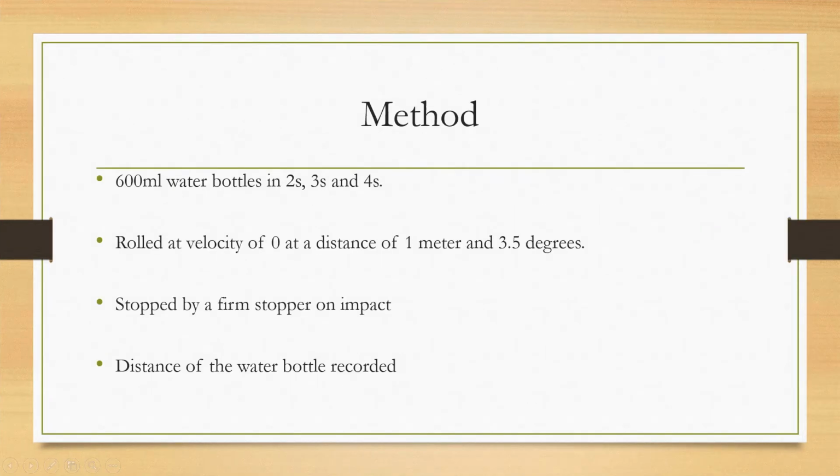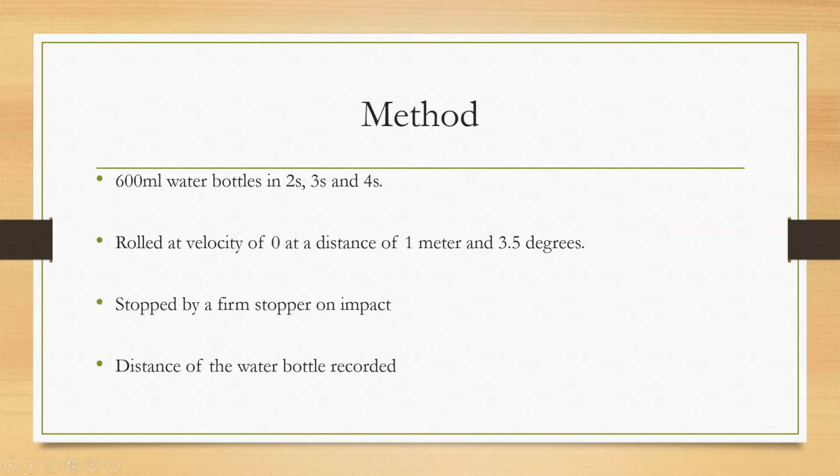Our method was we used 600ml plastic water bottles, duct taped into pairs, triplets, and quadruplets. We put the bottles on the skateboard at a line marked out by a piece of tape on the skateboard and let it roll with an initial velocity of 0 meters per second down the ramp at a distance of 1 meter. The recorded angle of the slope is 3.5 degrees. At the bottom of the slope, we had a firm metal stopper that stopped the skateboard on impact. This whole procedure is filmed by someone behind the skateboard.